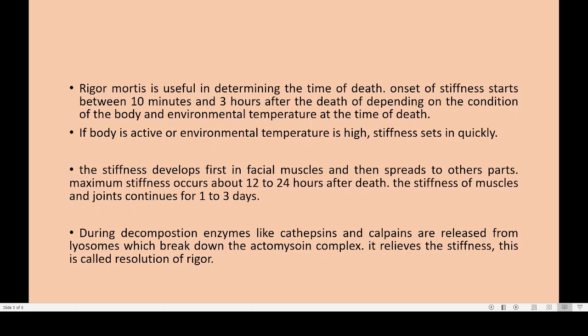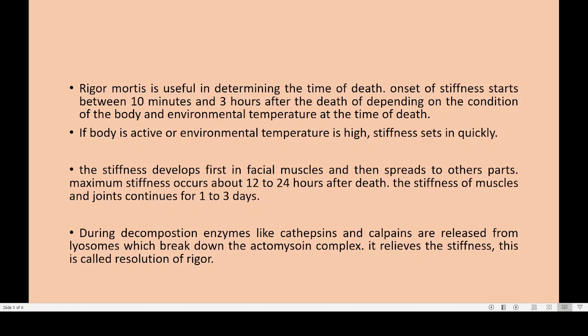The onset of stiffness starts between 10 minutes and 3 hours. So normally within a period of 3 hours, the body of the person can get stiff after death, depending on the condition of the body as well as environmental temperature. So depending on different environmental temperatures, this rigor mortis may be delayed or come early.